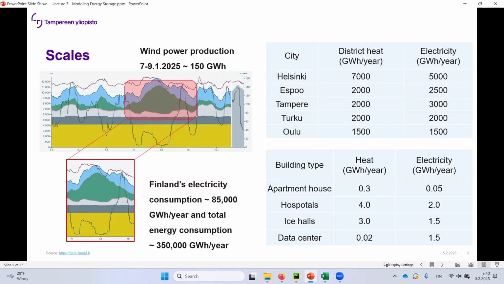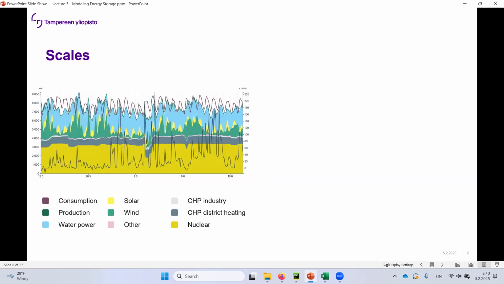85,000 gigawatt hours per year, and total energy consumption. So this is just electricity, and the total one is more or less 4 times higher. So there's thermal energy, and there is the energy used in traffic, for example, and so forth. So those are the kind of scales that we are talking about. Let's hope I'll remember to correct that hospital.